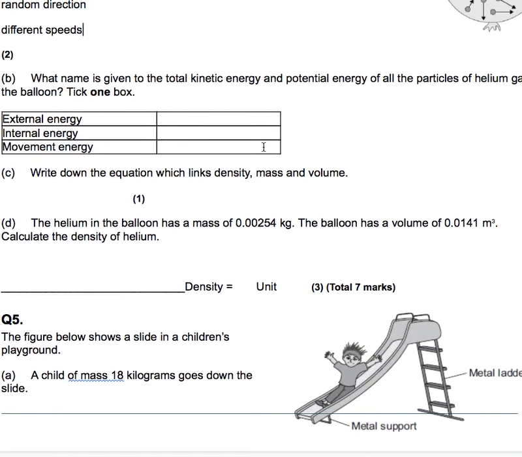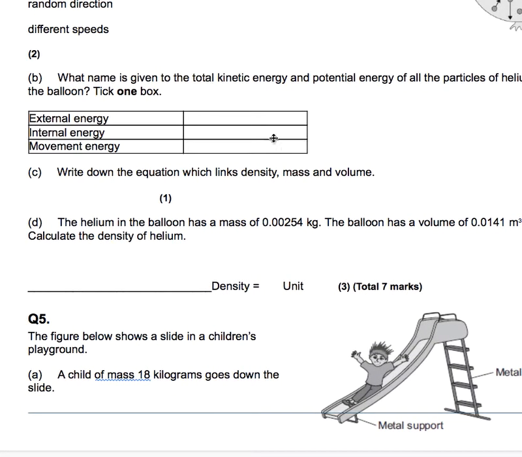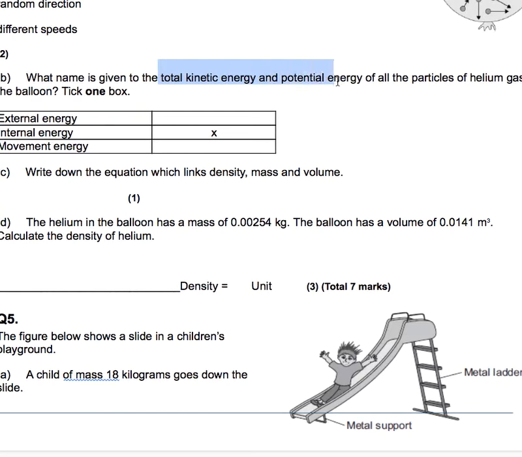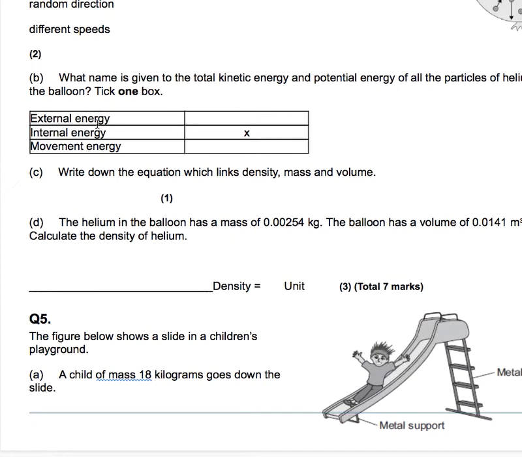Which name is given to the total kinetic and potential energy of all the particles of helium gas in the balloon? Well, we know that it's internal energy. That is the definition of internal energy. So if you didn't know that, well, frankly, you could have guessed, because you would have looked at that and said, well, these 2 are opposites in a sense. One of them is probably right then. But you should know. Make sure you know your definitions. There are not that many you need to know, but you need to know them.